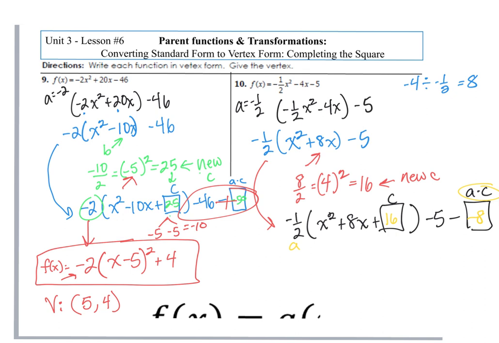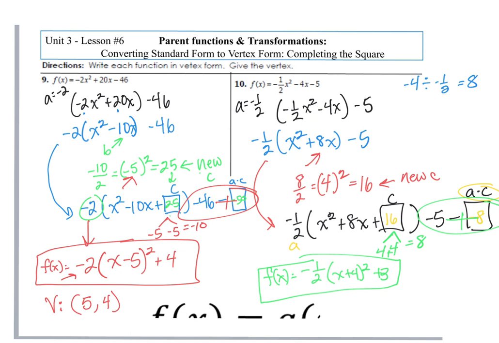So now we factor. What multiplies to positive 16 and adds to positive 8? It would be 4 times 4, two positive 4s. So when we factor this, we have negative 1/2, parentheses, x plus 4 squared, and then on the outside, it's negative 5 minus negative 8. My double negative turns positive, so negative 5 plus 8 is positive 3. So throw f of x in front of this sucker, and that's our equation in vertex form. What is the vertex? Our vertex is negative 4, positive 3.